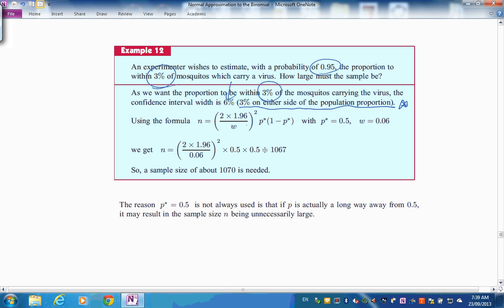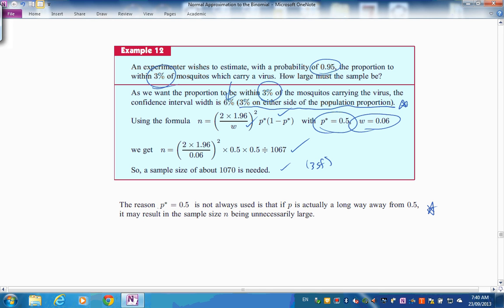So put down the formula. There's the formula. We have no idea, so use 0.5. p star is our estimate, and the width is 0.06. We come up with a big number, a sample size of about 1,070. That's three significant figures, rounding off to whole people. Keep it in context.